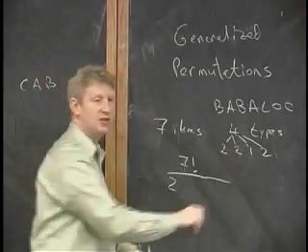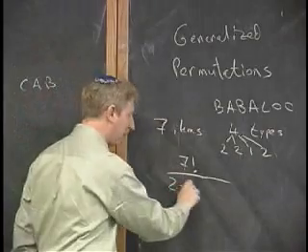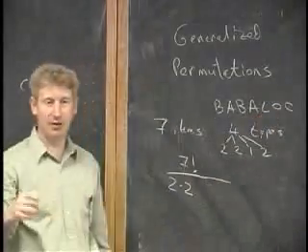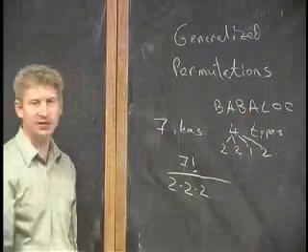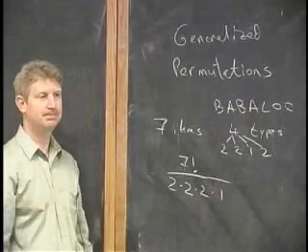Every single permutation that has two A's in it is counted twice. So let's divide through by another 2. Every single permutation that has two O's in it is counted twice. 2 times 2 times 2. Every single permutation with an L in it is counted once. I'll divide through by 1.